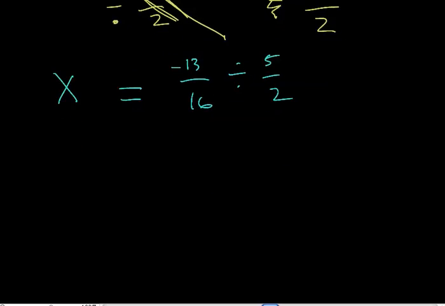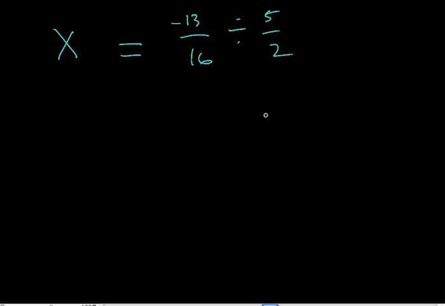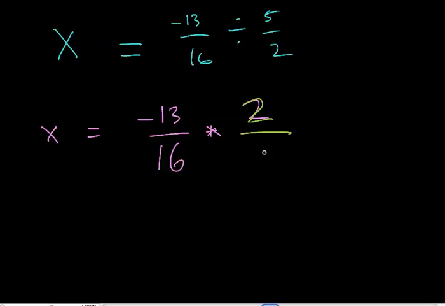Now the rule for any fraction here is, if I have negative 13 sixteenths divided by 5 halves, you keep the first fraction the same, you change the division symbol to a multiplication symbol, which is not going to be an x because I have an x in the problem, and then you flip the second fraction. So I flip this guy upside down. So now I just multiply across.